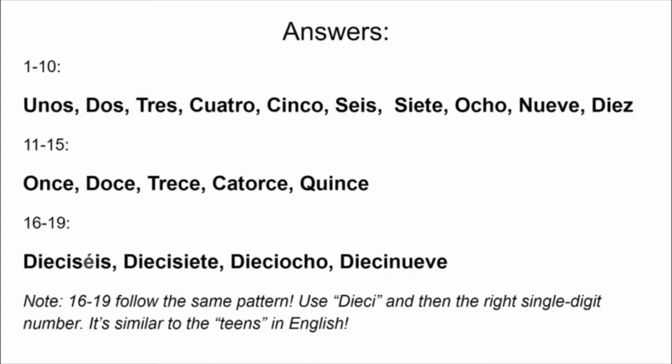Alright, you good now? Just in case, here's the answers. As I said before, 16 through 19 are 16, 17, 18, and 19. Just take the base 10 and add the corresponding number. Please very quickly check your answers. So I will now show you how to count from 20 to 30 in Spanish.